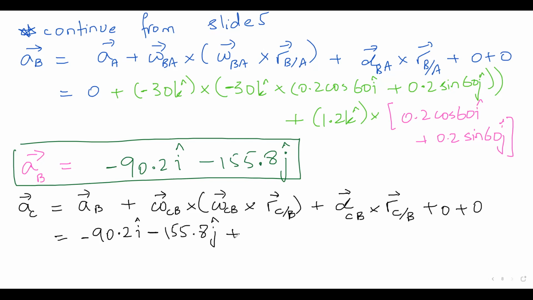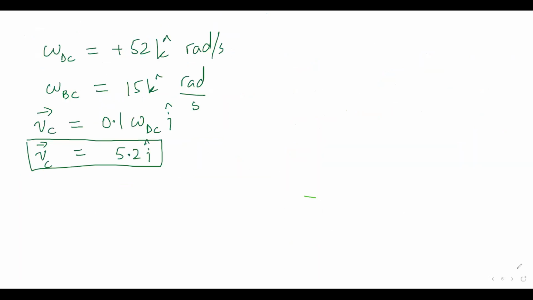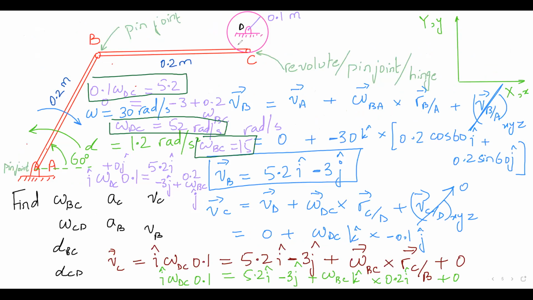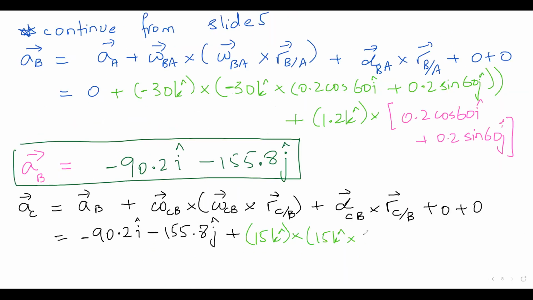Okay, what is omega CB? Did we find it? Don't tell me that we didn't find it. We did, right? Minus K, minus positive 15 K cross positive 15 K cross position of C with respect to B. C with respect to B is 0.2 I.